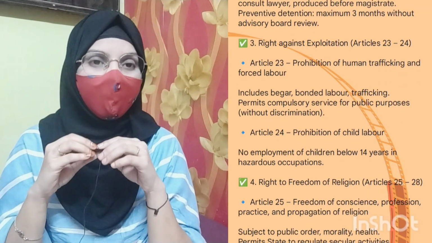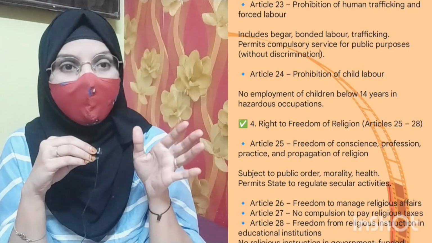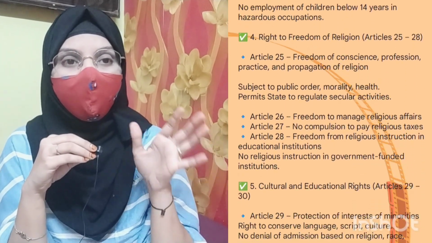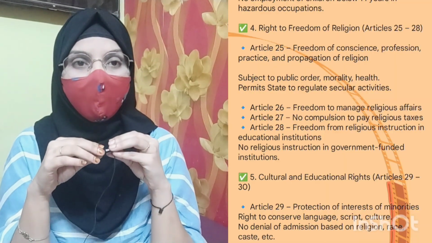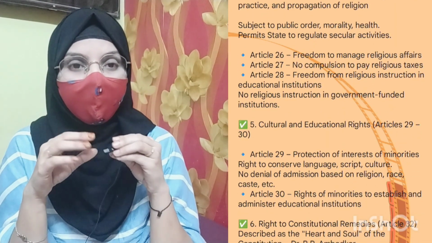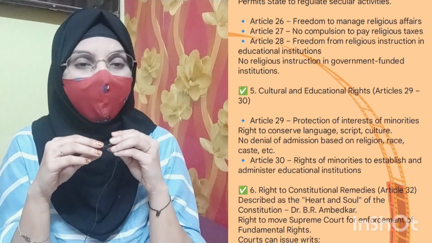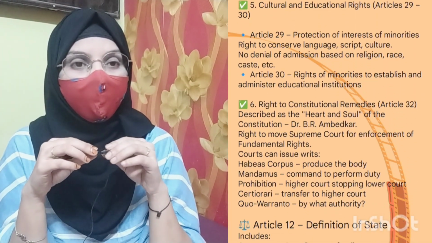Now let's see landmark judgments. Let's take a quick look at some of them. The Maneka Gandhi case of 1978 broadened the scope of Article 21. The Kesavananda Bharati case of 1973 established the basic structure doctrine. And in the Puttaswamy case of 2017, the right to privacy was declared a fundamental right. These cases show how courts have continuously evolved and expanded the scope of fundamental rights.